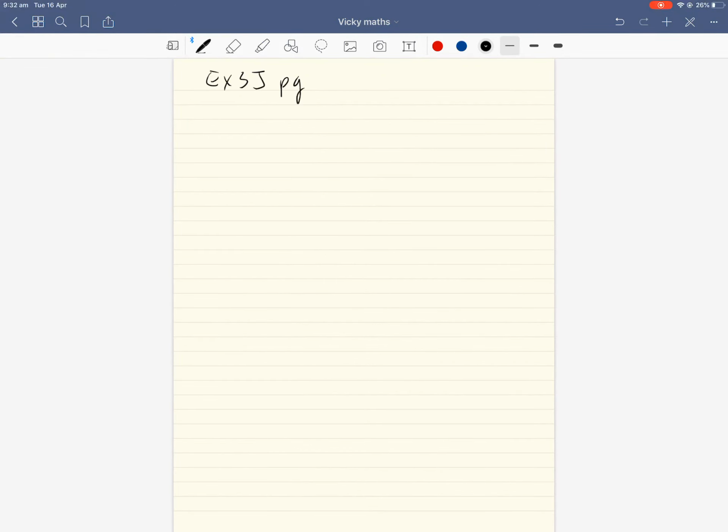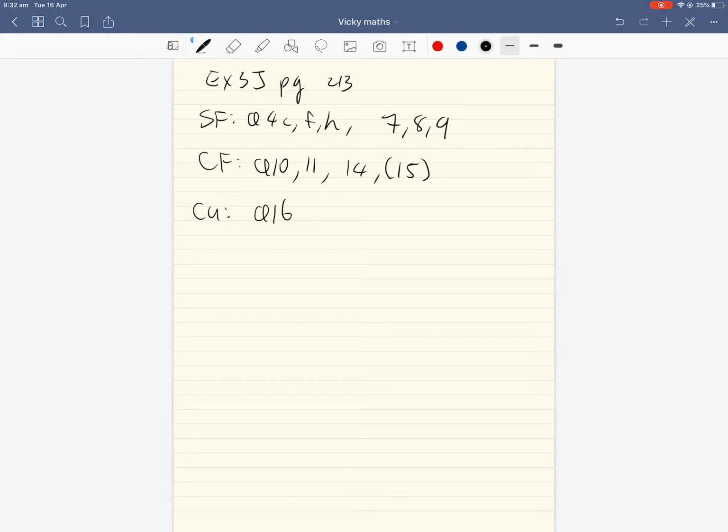Exercise 3J. Fifteen's optional because it's very similar to 14. If you can do 14, you should be able to do 15 as well. The nice one is question 16. So they might be a little bit tricky to pick up at the beginning, but after a few tries, hopefully it'll get a bit more familiar.